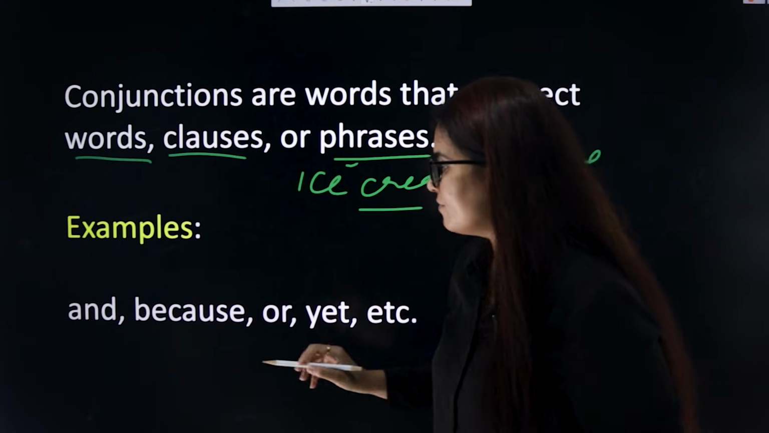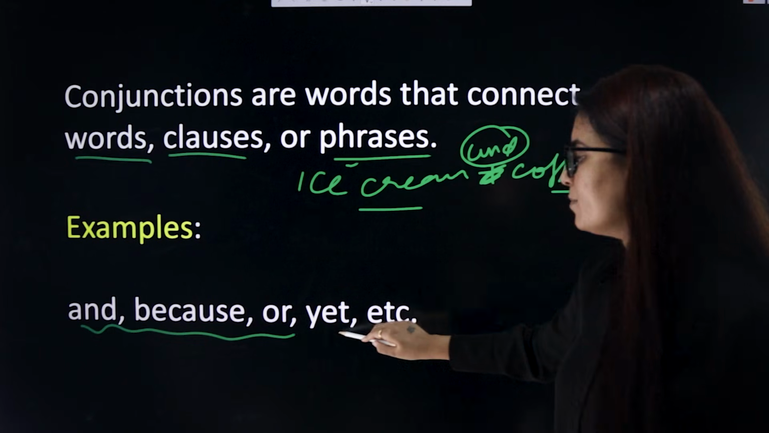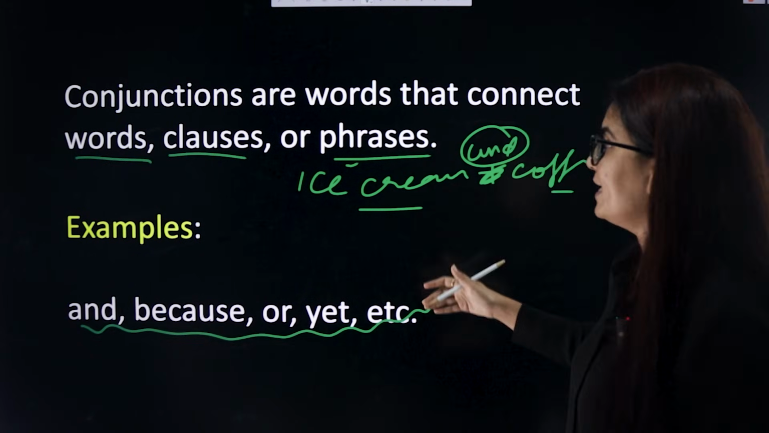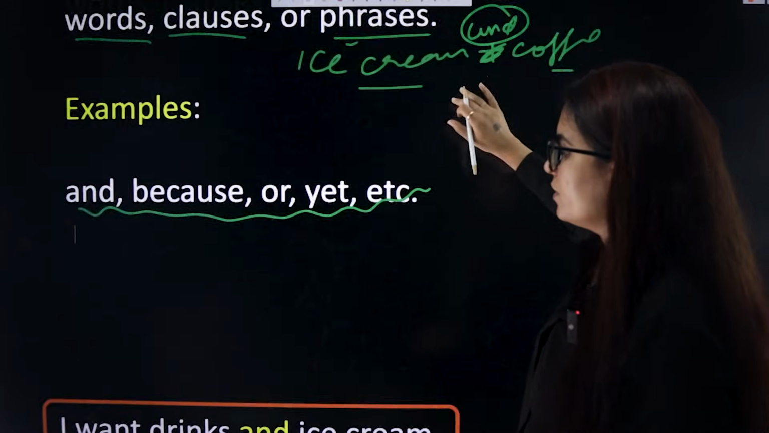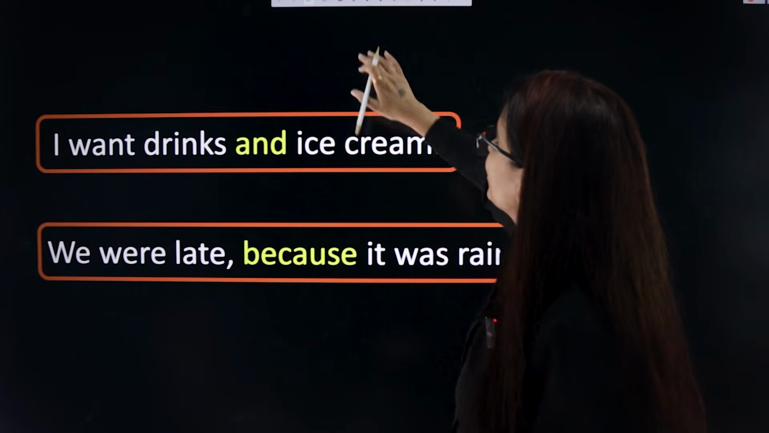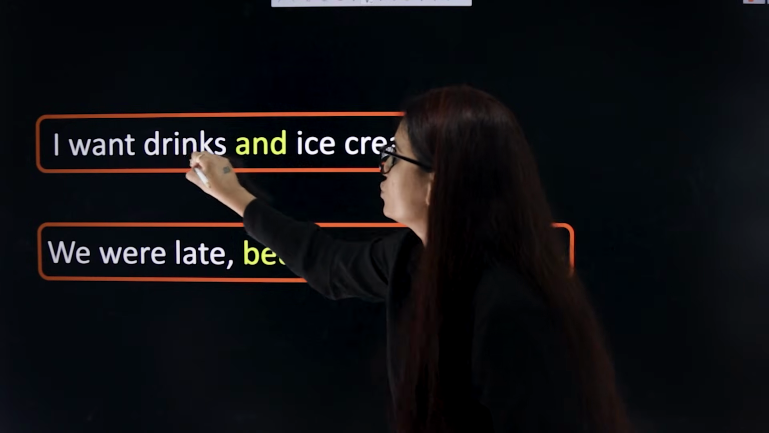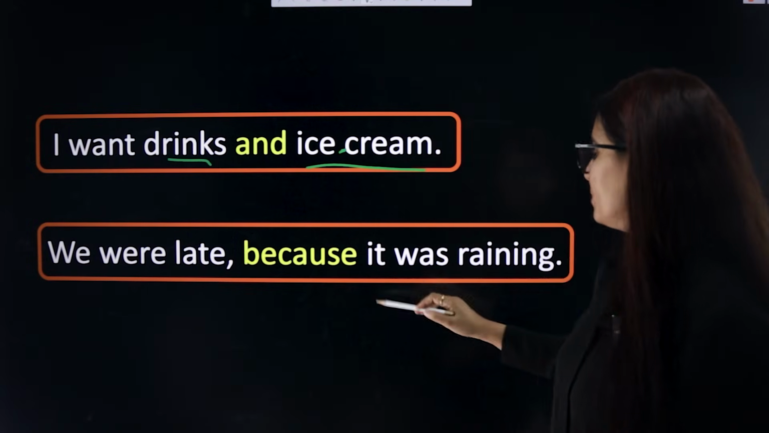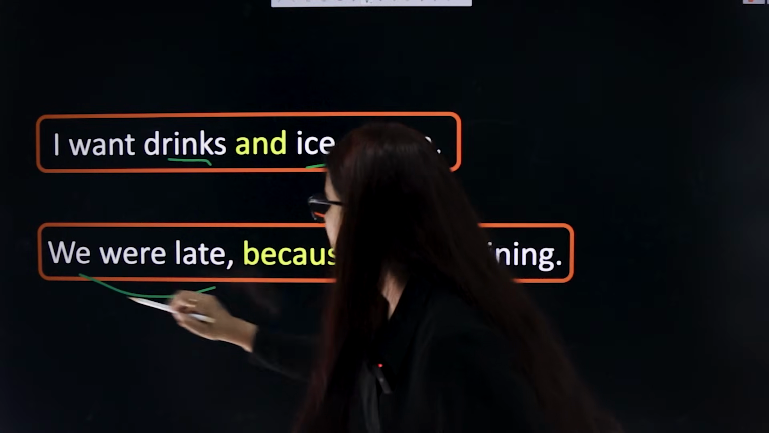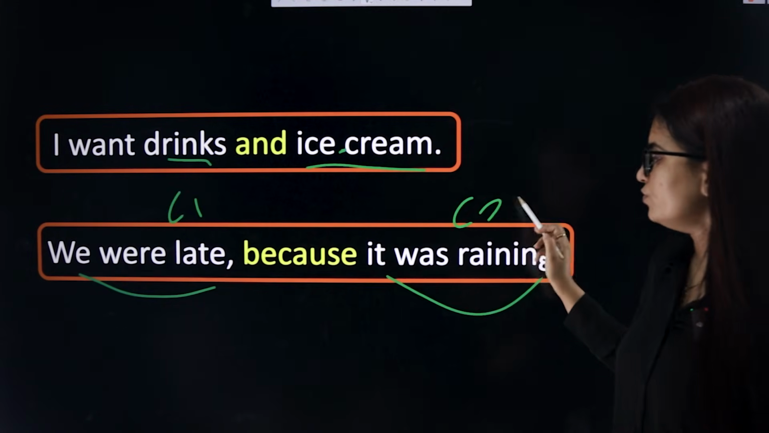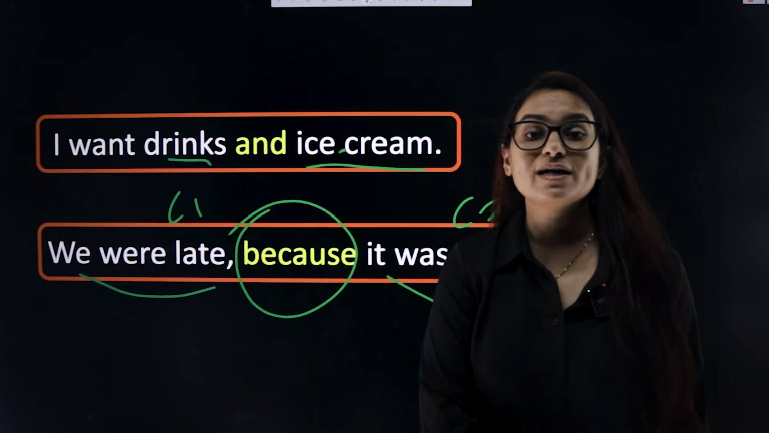Okay. Now, we have an example of a couple of conjunctions: and, because, or, yet, etc. Let's see more. We have two more examples on your screen. I want drinks and ice cream, joining two words together. We were late because it was raining, joining two clauses together. Clause 1, clause 2 joined together with the help of a conjunction.